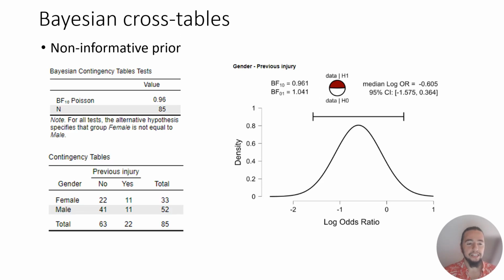So here is a non-informative prior. As you can see here, we have having a previous injury and gender. Here are frequencies. We can also ask just for the percentages by column, by row, or by total sample. Here is the Bayes factor. And here is the prior and posterior with the log odds ratio, the Bayes factors for 0, 1 and 1, 0, the median for this test, and the credible interval.